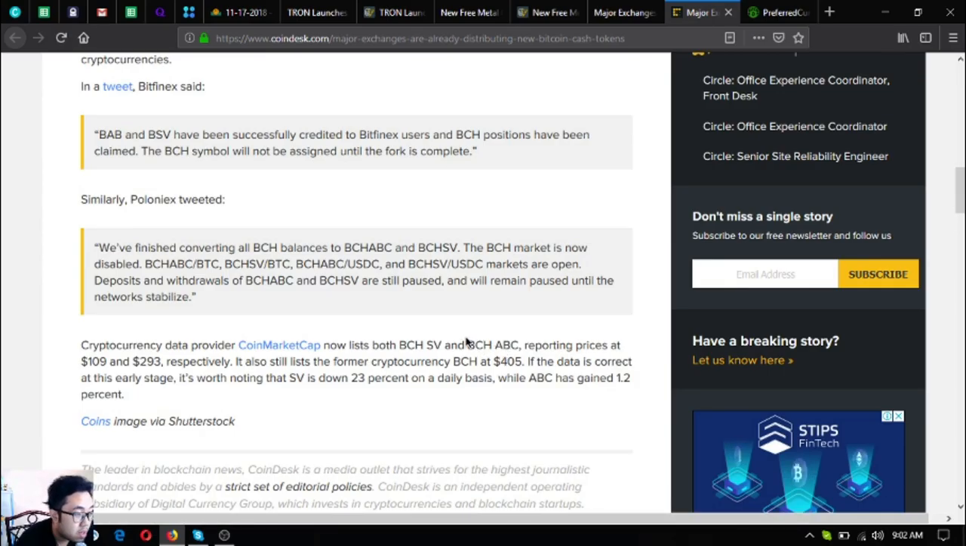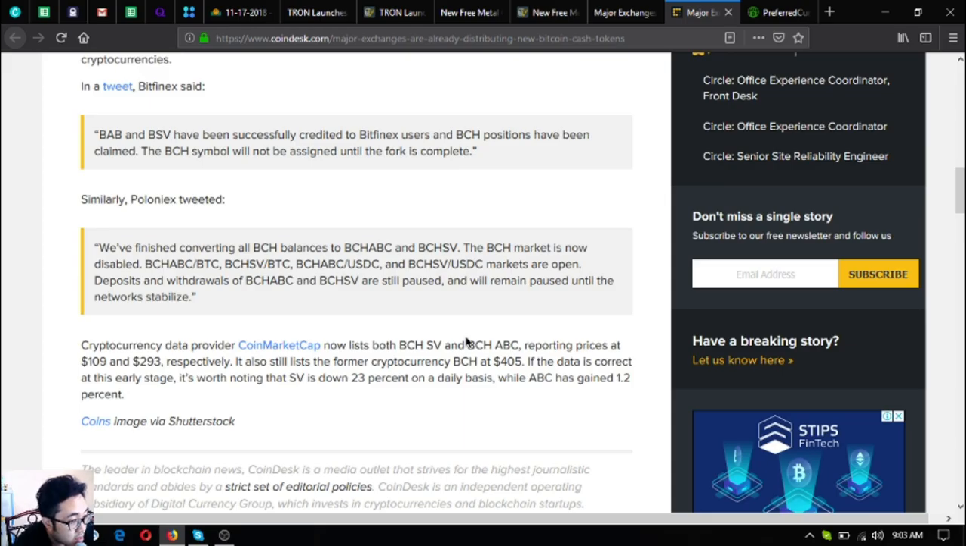Similarly, Poloniex tweeted, "We've finished converting all BCH balances to BCH ABC and BCH SV. The BCH market is now disabled. BCH ABC/BTC and BCH SV/BTC, BCH ABC/USDC and BCH SV/USDC markets are open. Deposits and withdrawals of BCH ABC and BCH SV are still paused and will remain paused until the network stabilizes."